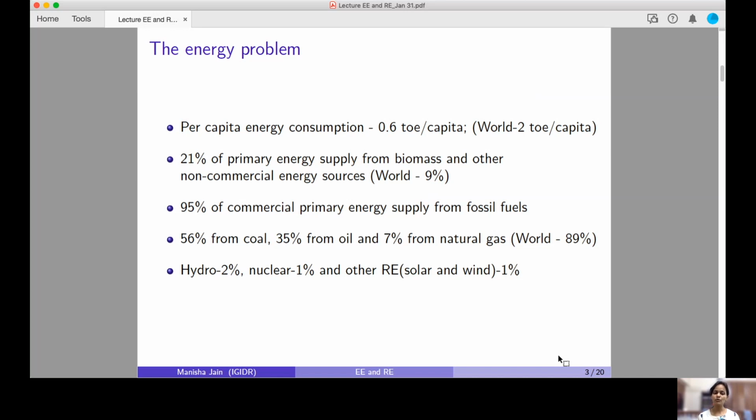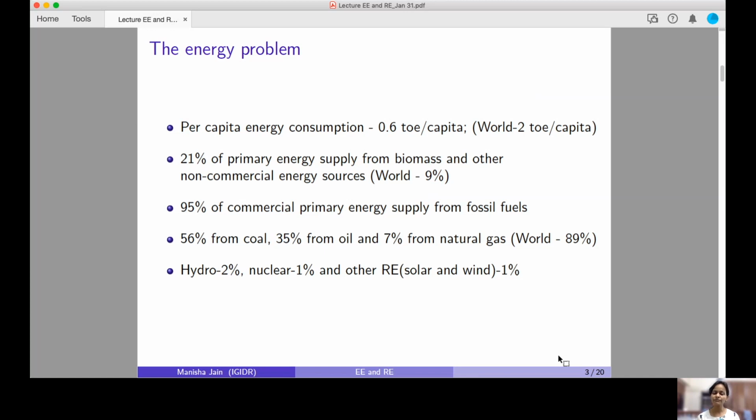Coal is produced, some of the coal is produced domestically and some of it is imported. So two challenges: one, this is a fossil fuel; two, a lot of it is being imported. If you look at the similar number for the world, it is around 89%. So the situation is not very different in terms of heavy dependence on fossil fuel.